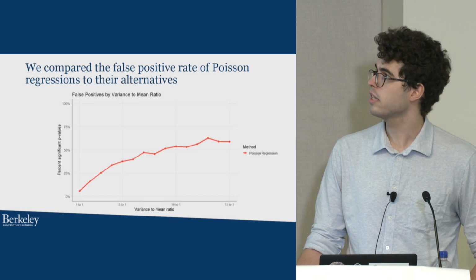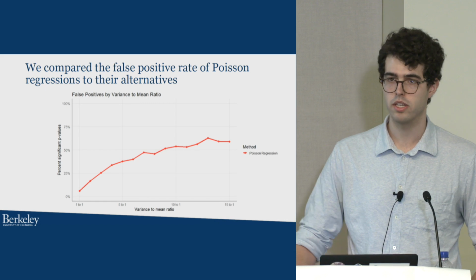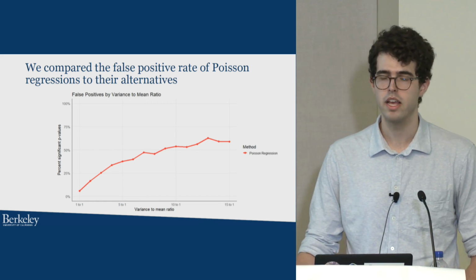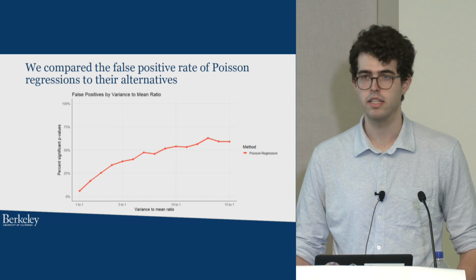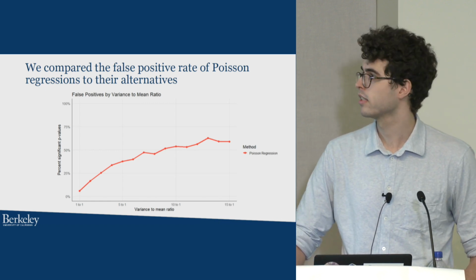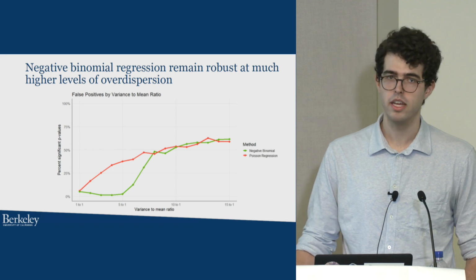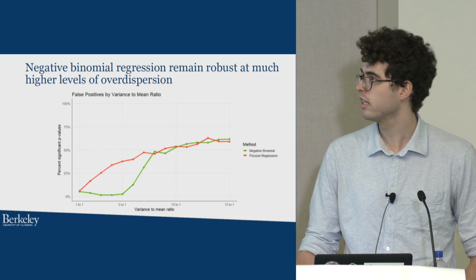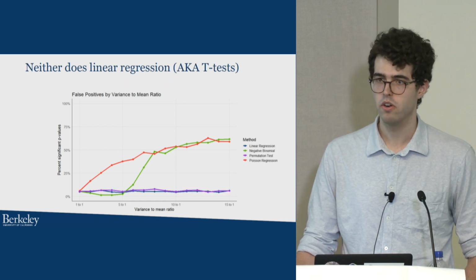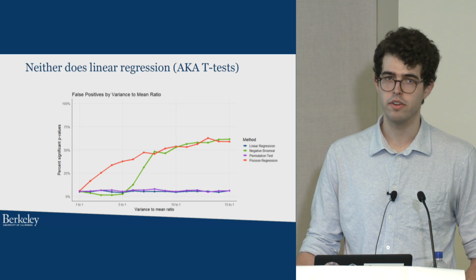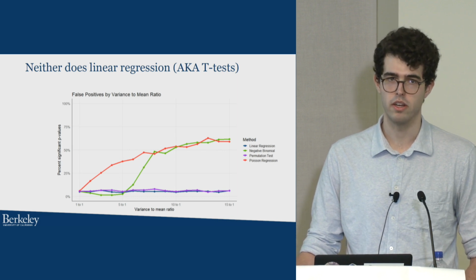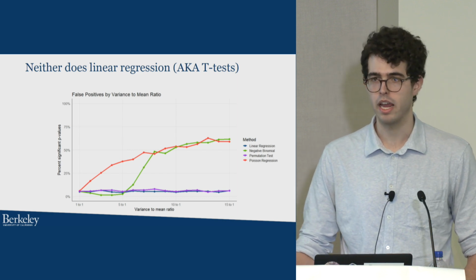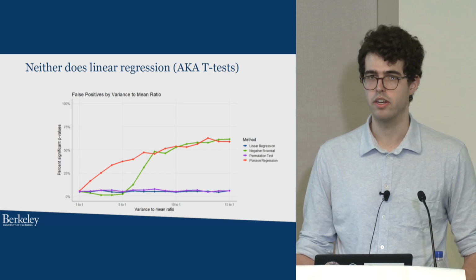So the next thing we'd like to do is compare those alternatives to Poisson regression, to see if they give the same pattern of false positives. And here we're just using the most standard basic version of these tests implemented in R. So if you look at negative binomial, it stays robust all the way out to a much higher variance to mean ratio before it starts to fail. And if you look at permutation tests or OLS regressions, they never increase the false positive ratios relative to Poisson. So these alternatives which exist are going to be much, much less likely to give you this errant false positive than a Poisson regression is.